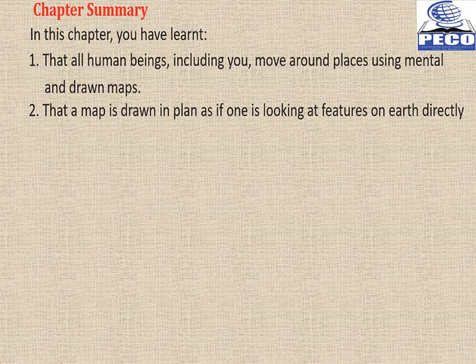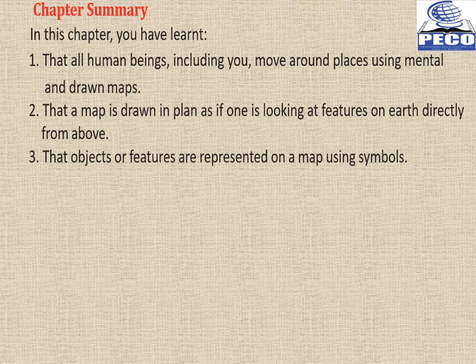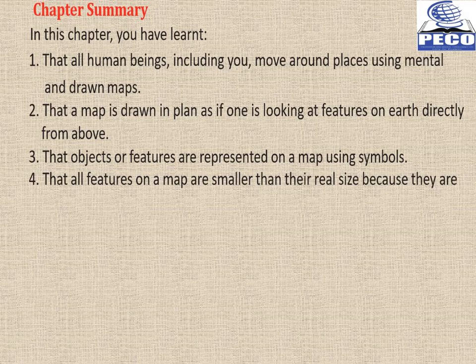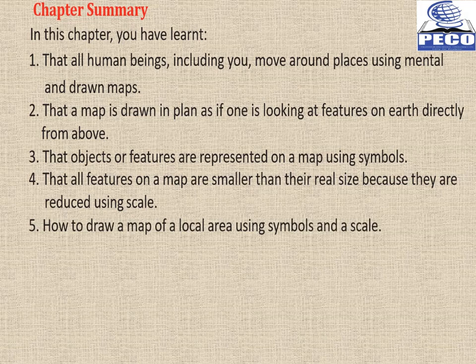That is 1. 2, we have noted that a map is drawn in plan, as if you're looking at features on the earth directly from above. 3, we have noted that the objects or features are represented on maps using symbols, and those symbols are described using the key. 4, we have also noted that all the features on maps are smaller than their real size because they are reduced using a scale. 5, we have identified how to draw a map of the local area using symbols and scales.